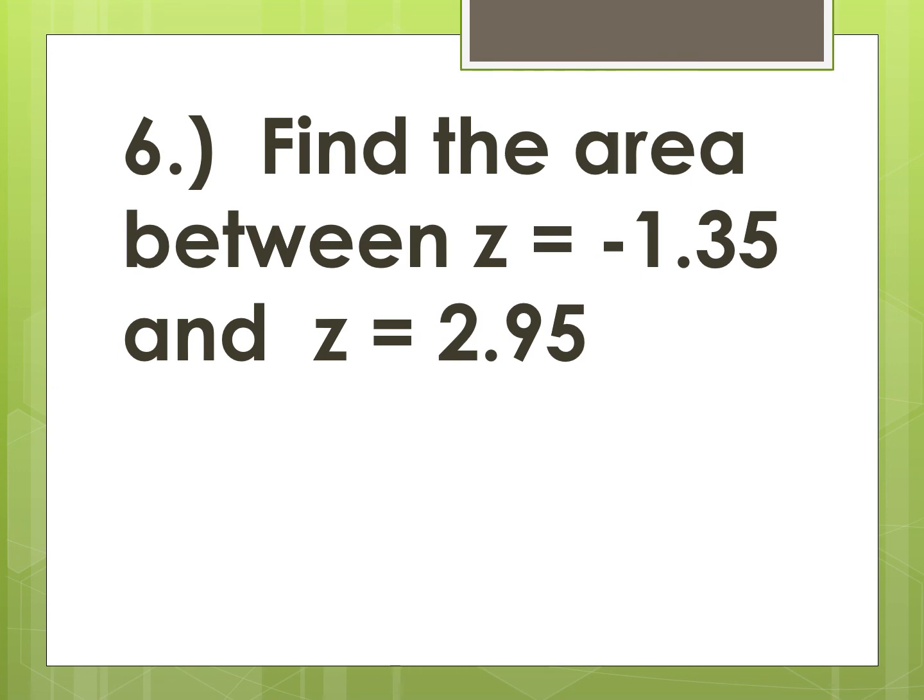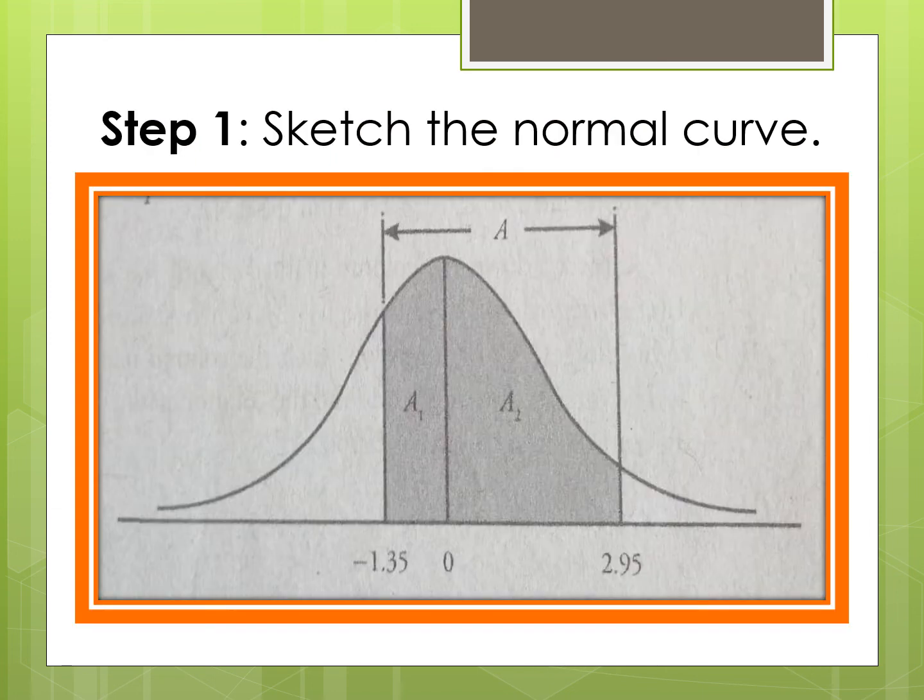Okay, how about if we have this kind of example? Find the area between z is equal to negative 1.35 and z is equal to 2.95. So as you can see, one is negative and the other is positive. So if we're going to graph or sketch the normal curve, ganito yung mangyayari. Ayan, so the sketch normal curve is this. So the one is negative 1.35, so nasa left ng 0, and the other is to the right of 0. Since positive siya, we have 2.95. As you can see, yung na-shaded na part niya is dalawa, diba?